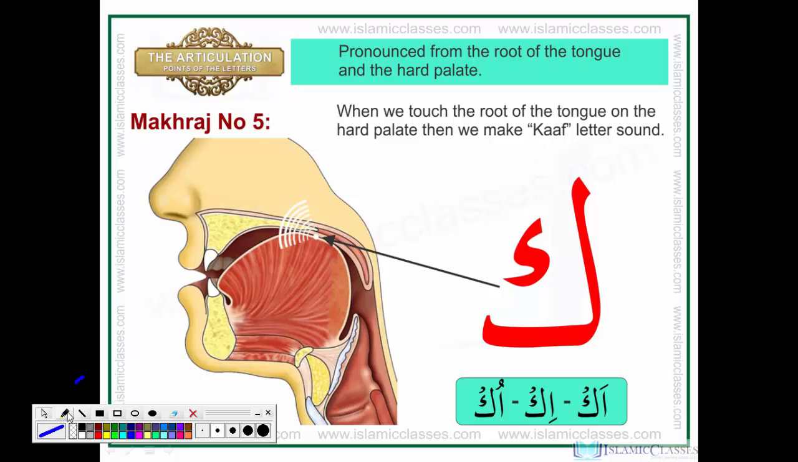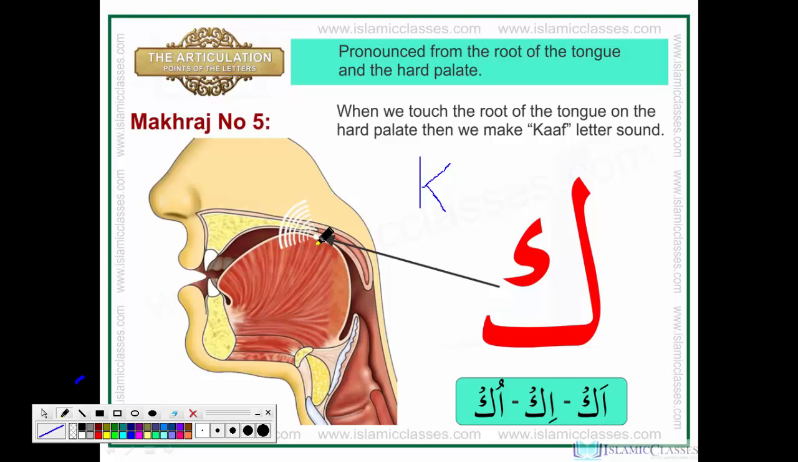One more thing, you should understand that the letter sound starts in English with the letter K, like K. The sound starts from the K, and that is very important to know. Now we start Qaaf, Qaaf. Because this letter has a light sound, that's why we are making a light sound, Qaaf, by putting the root of the tongue on the hard palate.